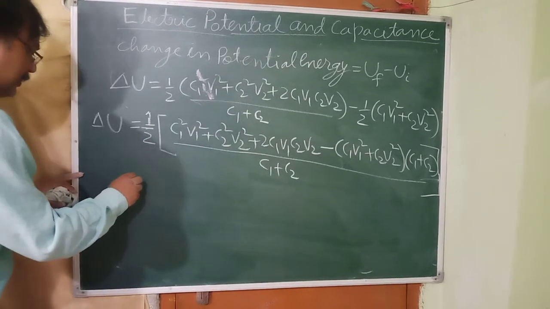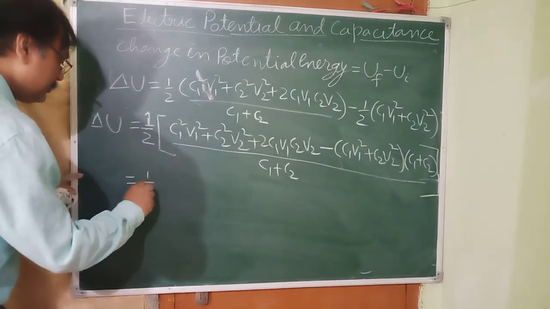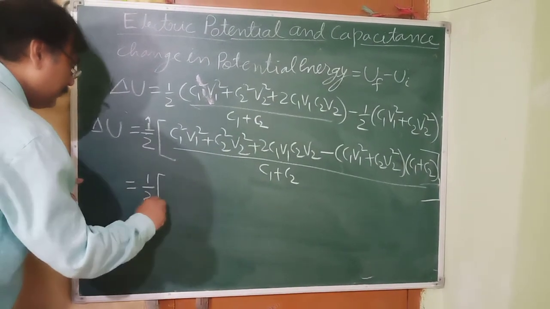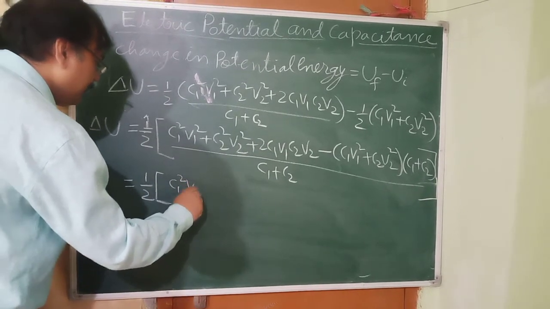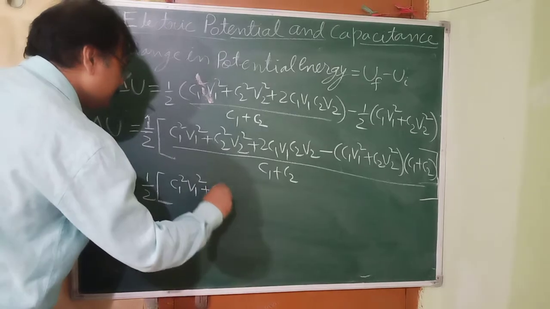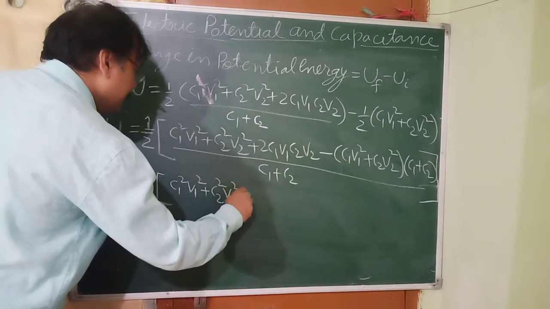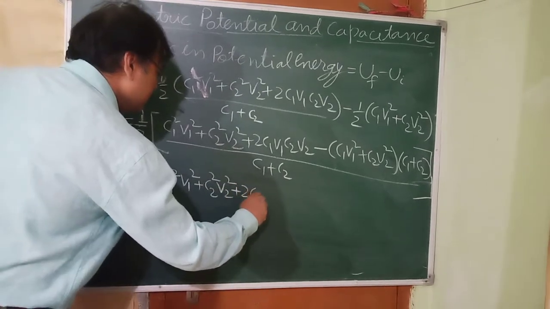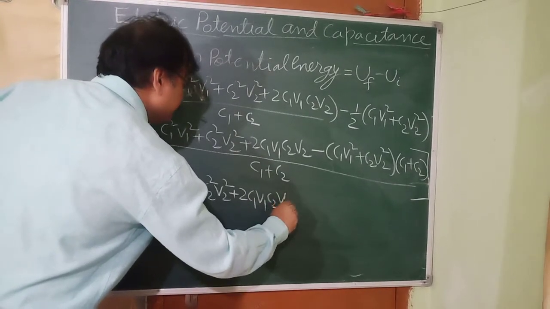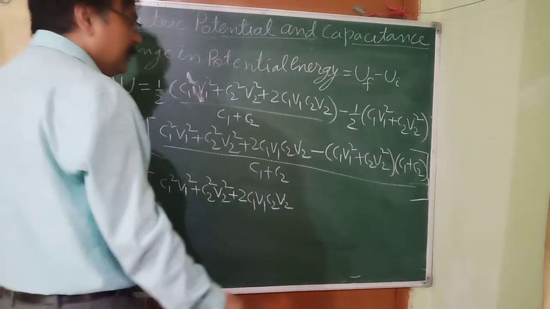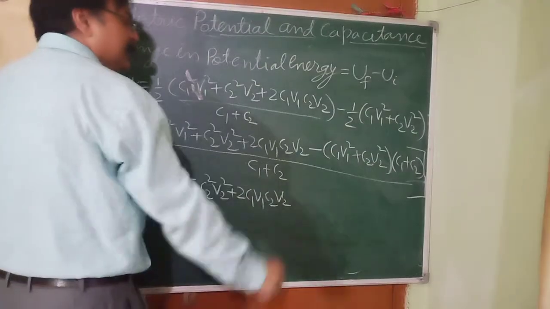It is a little bit of a tedious job, but we have to do it. So it is C1 square V1 square plus C2 square V2 square plus 2 C1 V1 C2 V2. Okay. Now, when you multiply C1 to this, what will you get?